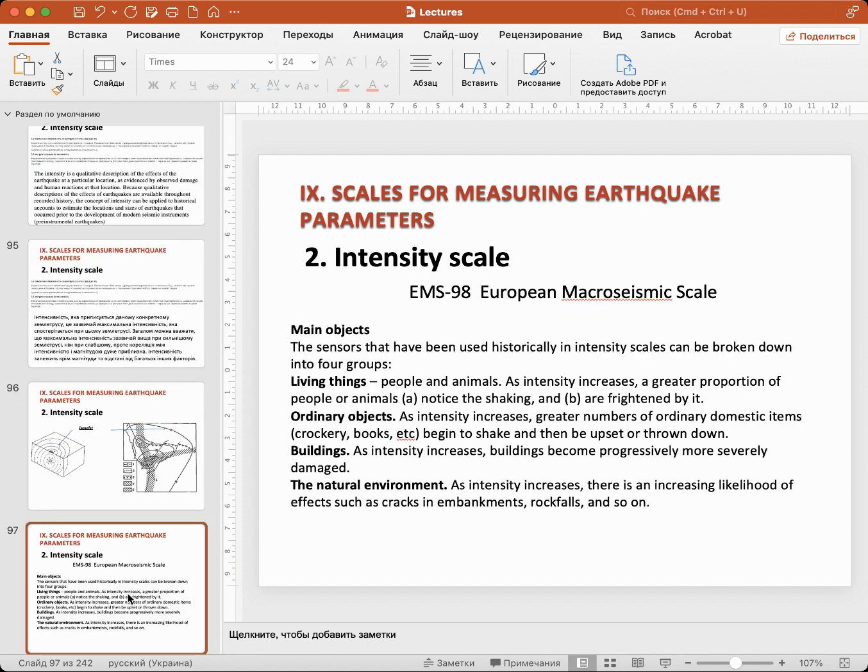And right now we'll discuss another main objects of the earthquakes. Due to this slide, we were discussing only effects on buildings, but earthquakes having deal not only with buildings, but with the rest of the objects.